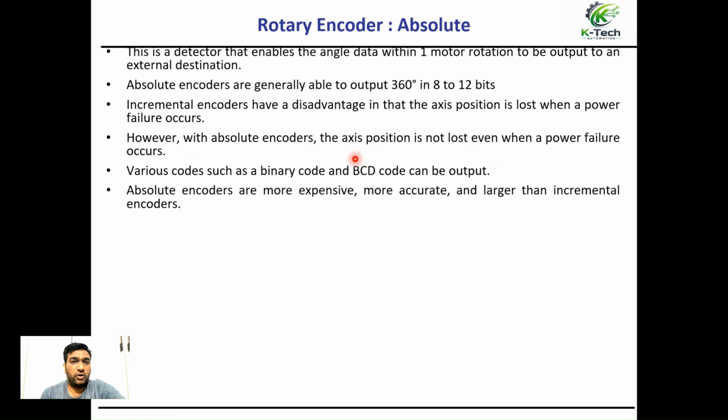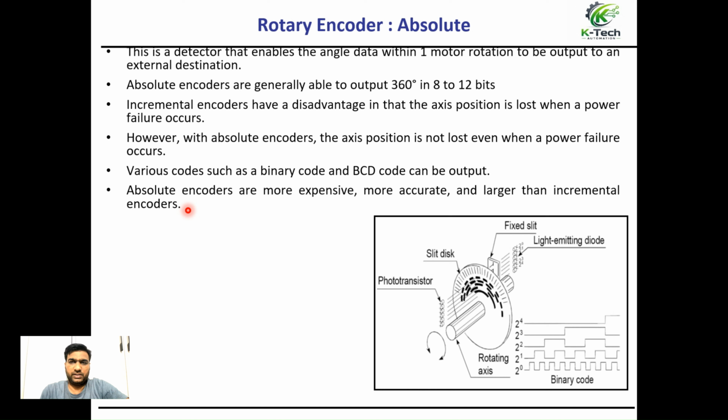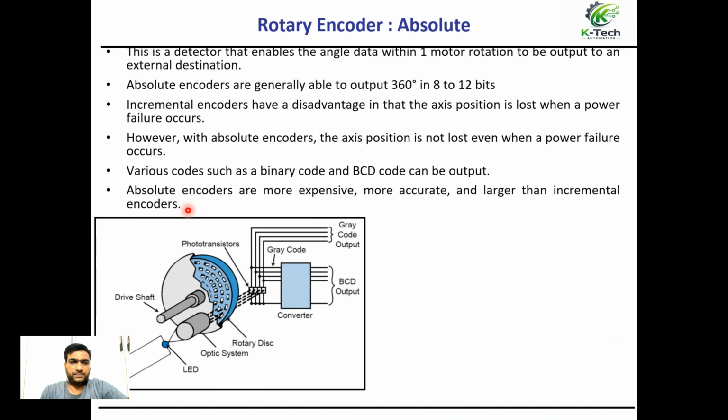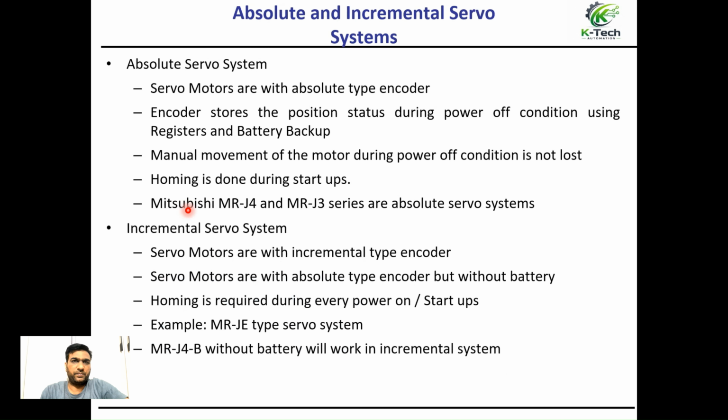And it does not require going to the home position every time during power on off condition. Various codes such as binary code and BCD code can be output. Absolute encoders are more expensive, more accurate, and larger than incremental encoders. This is the main disadvantage. The absolute encoder is more expensive compared to the incremental encoder.